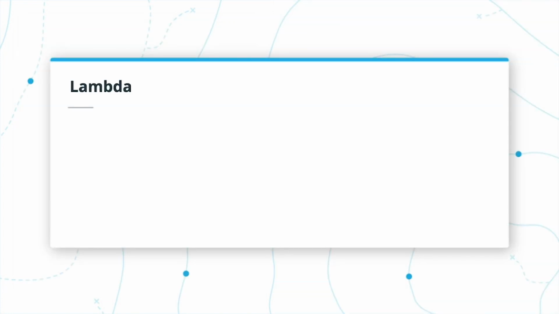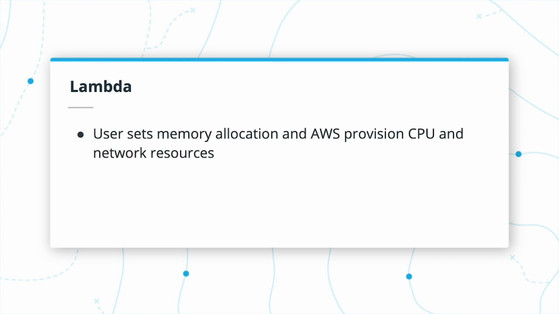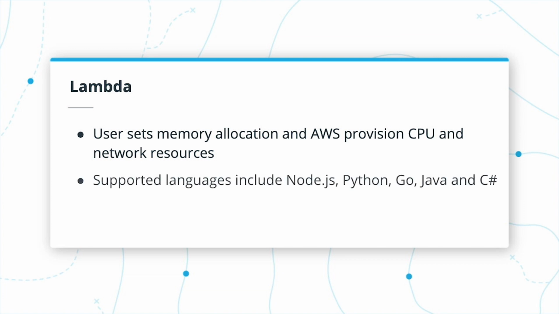When configuring your functions, you decide how much memory you want to allocate to your functions. And based on the amount of memory you select, AWS automatically provisions CPU and network resources. Lambda functions can be written in a variety of languages, the most common being Node.js, Python, Go, Java, and C#.